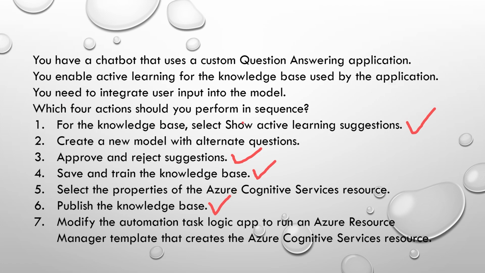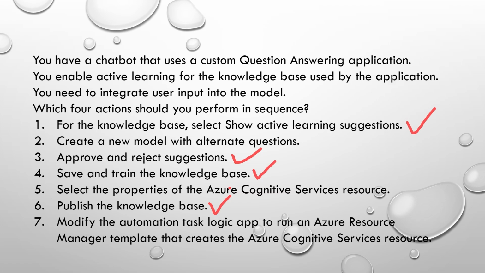First is select show active learning suggestions. We have to approve or reject suggestions. Then we have to save and train the knowledge base. After that, we have to publish the knowledge base. So do we need to create a new model with alternate questions? No, there's no need of creating a new model and training it again. We can save and retrain the already existing model and publish it.